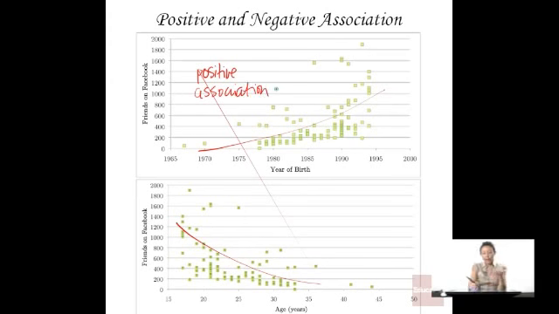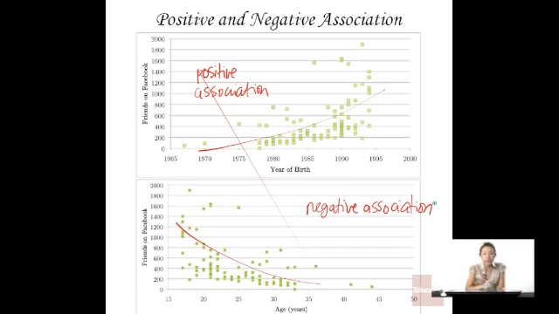But when we plot age instead of year of birth, we see a negative association. So we mean negative here, not as in direction like going up or down, but negative as in they're linked in a way that's the opposite of each other, because negation also means opposite, right? So as one goes up, the other goes down. As one goes down, the other goes up, right?